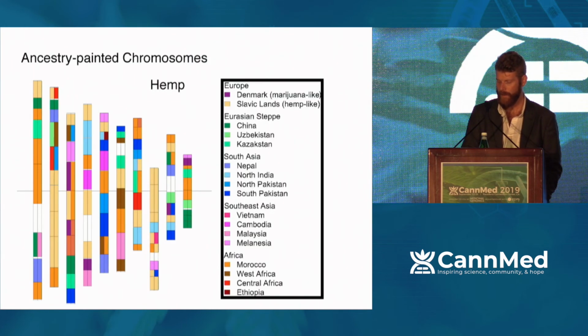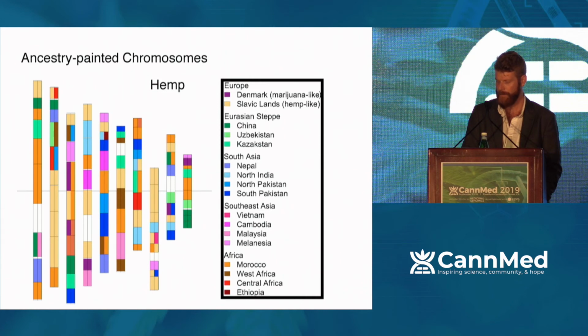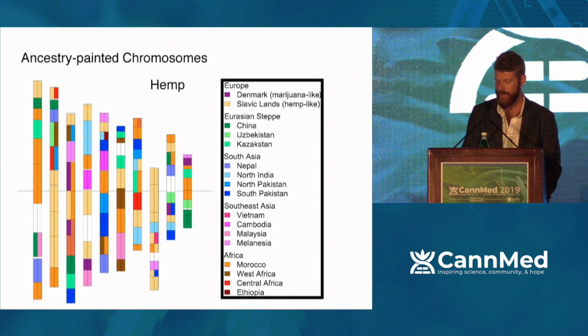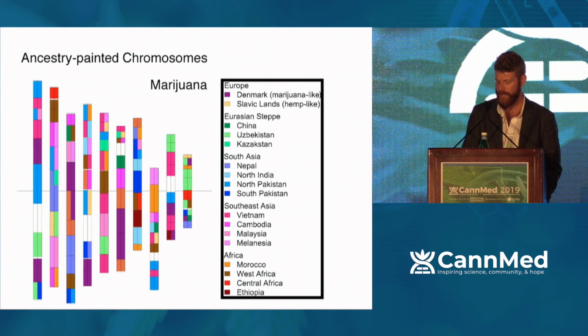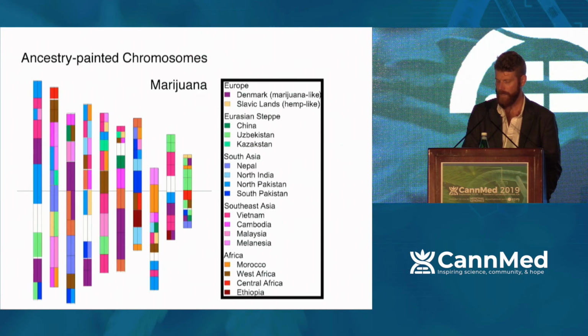You can also map the Old World physical biogeography on a physical map of the genome. In this animation, I colored genomic segments according to the predicted ancestry, and found the elite hemp cultivar to be descended primarily from the Slavic lands of Central and Eastern Europe, while the elite marijuana cultivar is descended mostly from South Asia and the Middle East.